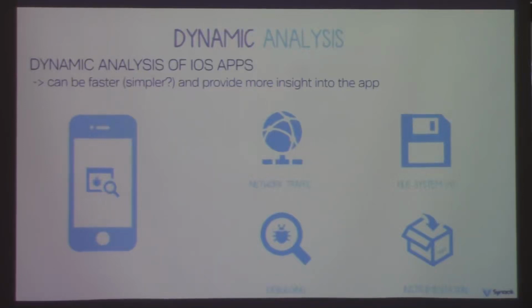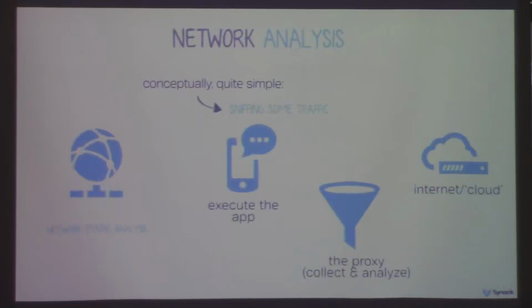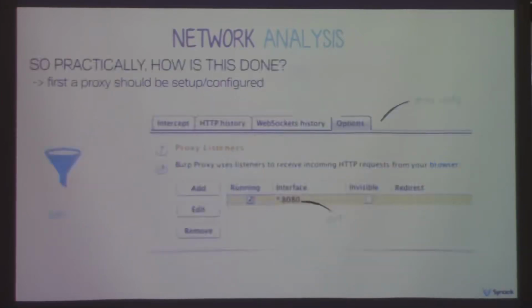So I like to do dynamic analysis because in my opinion, dynamic analysis is faster, it's simpler, and a lot of times gives you tons of insight into an app and allows you to find a lot of vulnerabilities really easily. So I'm going to be talking now about some types of dynamic analysis: network analysis, file system I/O, debugging, and then code instrumentation. Network analysis, I'm sure you guys know what it is, is conceptually pretty simple. Basically, you want to sniff the network traffic to see what's going on. When you execute the app, it goes through a proxy, which allows you to examine the network traffic as it's going off to the cloud.